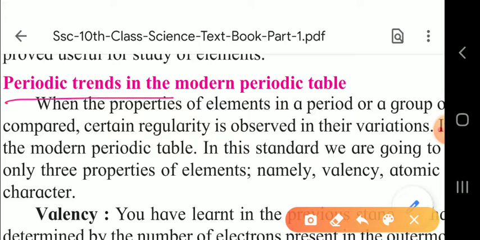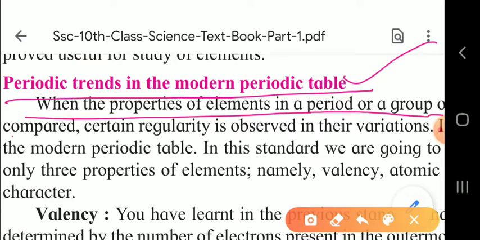So, periodic trends in the modern periodic table. This is the main point that you have to underline: when the properties of elements in a period or in a group are compared.